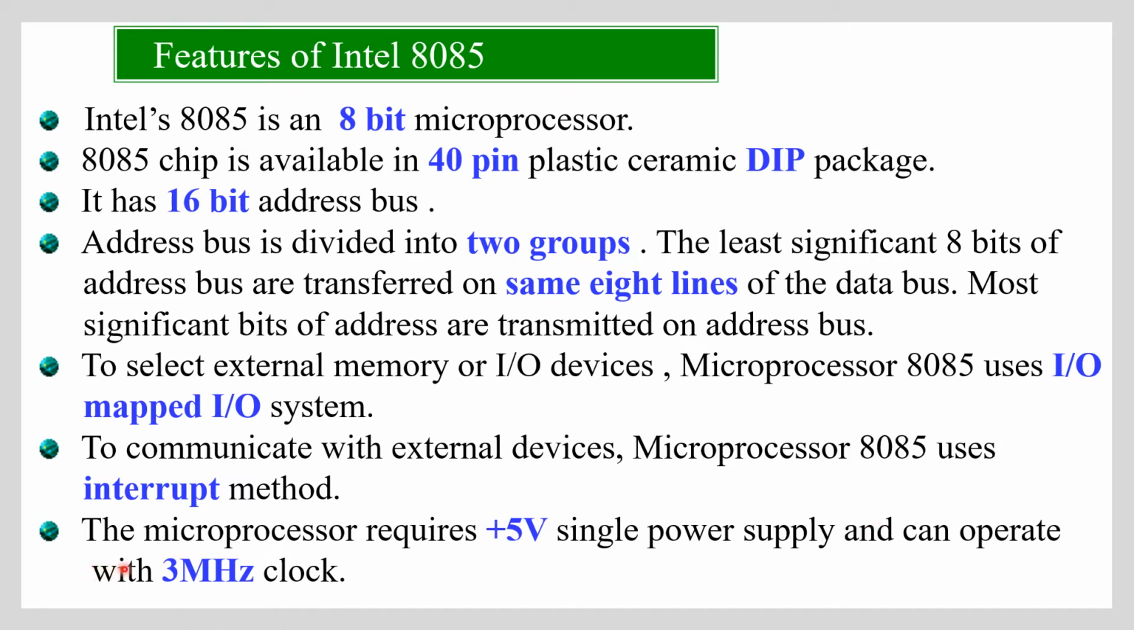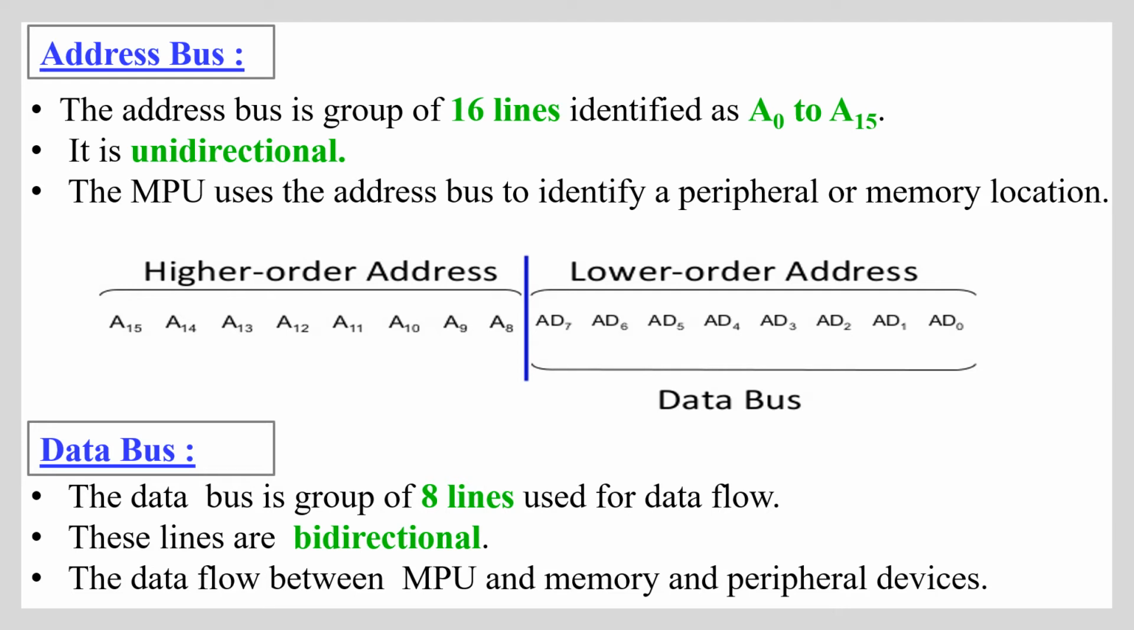The next feature is that the microprocessor requires, yes, that IC. It is an IC. In 11th standard I have shown you ICs, yes. So it works on a plus 5 volt single power supply and can operate with a 3 megahertz clock. So it operates on what frequency? A 3 megahertz clock and requires a power supply of plus 5 volt. In 11th standard, when you used logic ICs, they all worked on plus 5 volt. Clear?